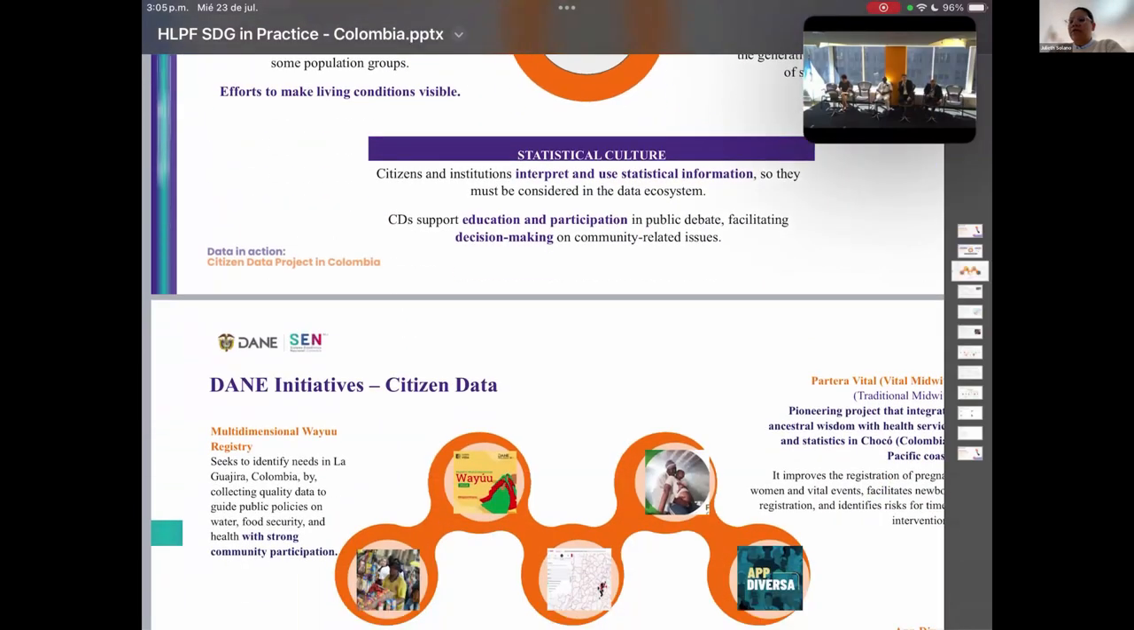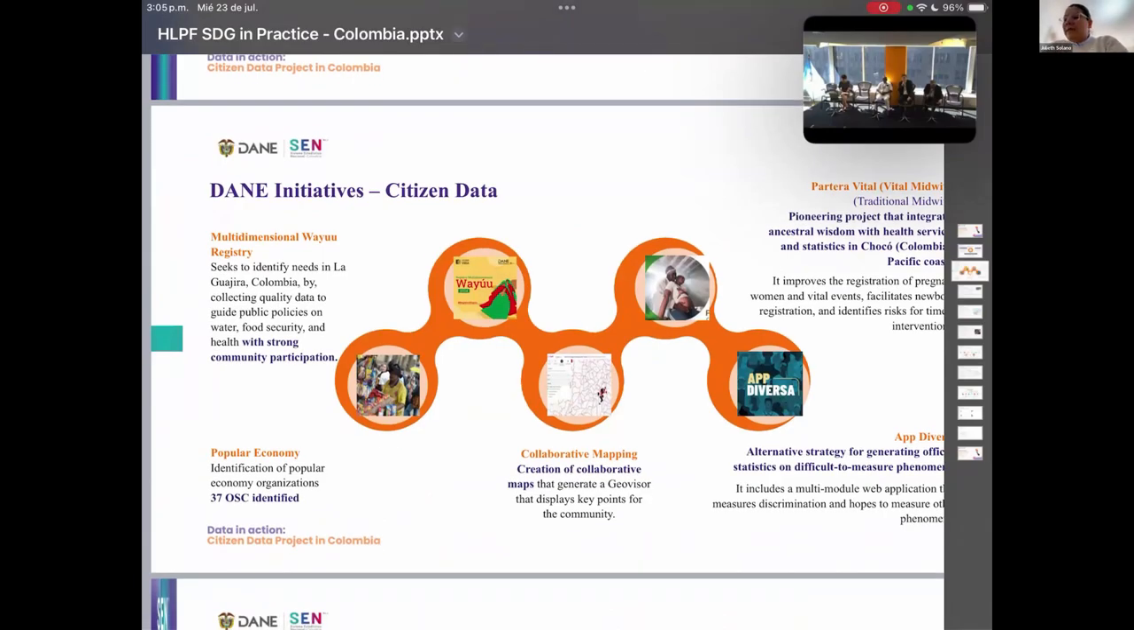And we have the goal in our national statistical system of developing a framework for citizen data. So here we have some initiatives that DANE is developing. The first idea is to establish that citizen data was already happening, not because we know the Copenhagen framework, but because we need to improve our engagement with communities in order to visualize them in our statistics. We have two initiatives that are well established. The multidimensional Wayuu registry was a strategy to collect data from an indigenous community in the north part of our country. And we also have the traditional midwives initiative, a strategy to improve the coverage of our vital statistics in Afro-descendant and indigenous communities.